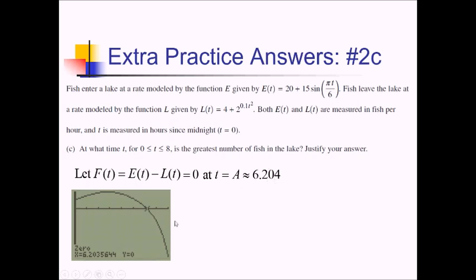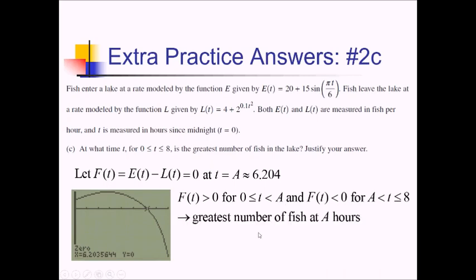So here's what I notice. I notice that f of t is greater than 0, which is to say the number of fish is increasing on the interval from 0 to a. And I also notice that f of t is less than 0, which means the number of fish is decreasing on the interval from a to 8. So if the number of fish is increasing until we get to time a, and it's decreasing after that, then the greatest number of fish in the lake must occur at time a hours.